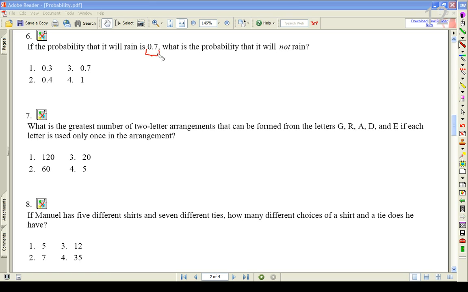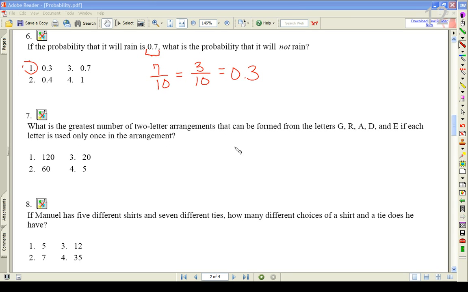I have 0.7 chance that it will rain. I want to figure out what is the probability that it won't rain. What this means is, if I change this to a fraction, 7/10, 7 out of 10 days it will rain. So the fact that it won't rain will occur on 3 out of those 10 days, which is the same thing as 3/10, which is choice 1. And in fact, if you add 0.3 to 0.7, you get 1.